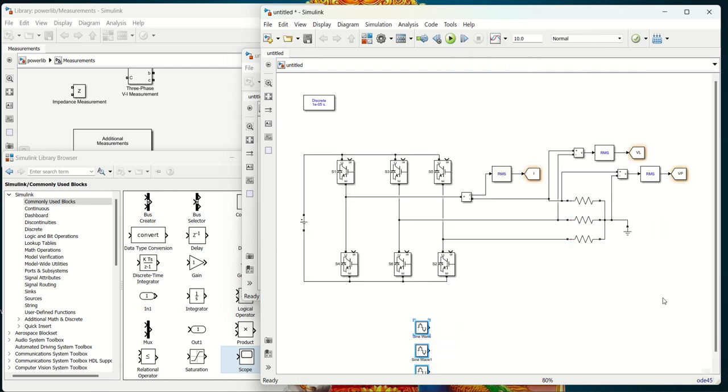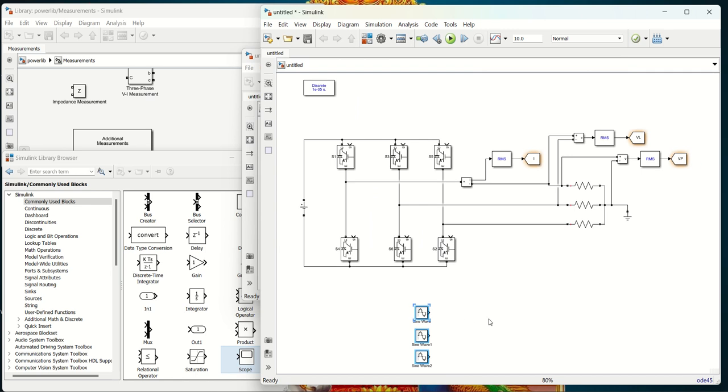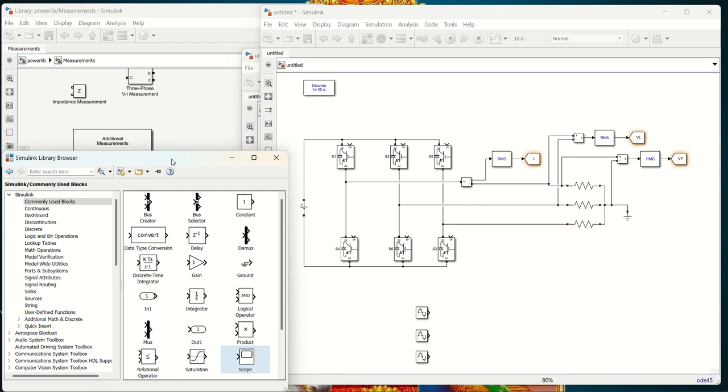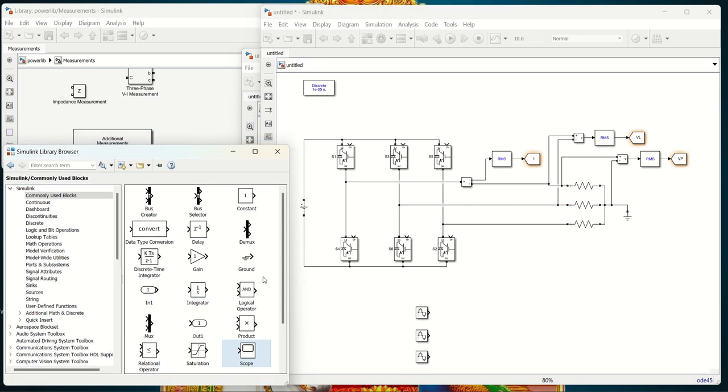Now I will use these sine signals to generate pulses for these switches. This is for the A phase, this is for the B phase, this is for the C phase. Fine. Now, similar to the earlier case, same case.